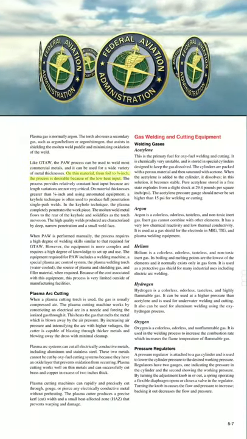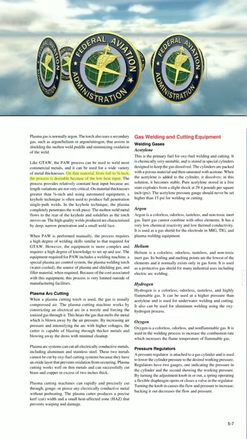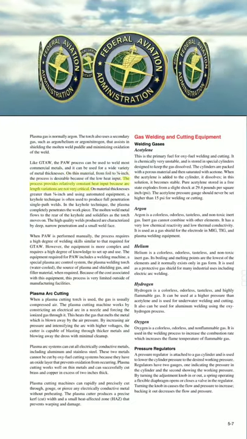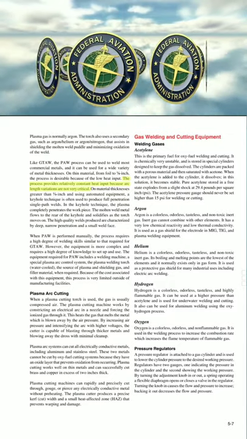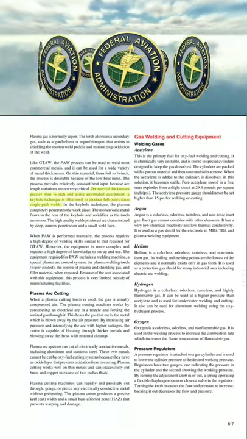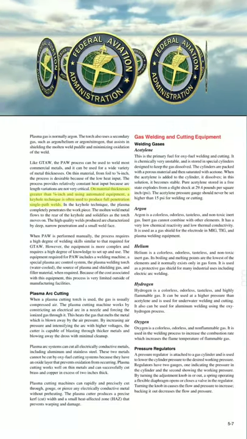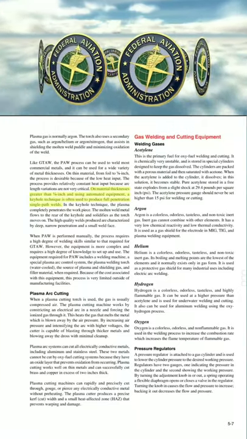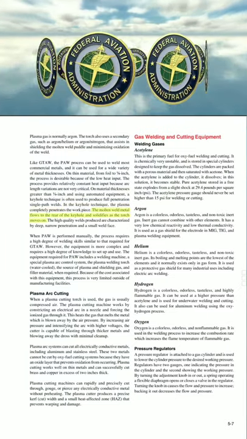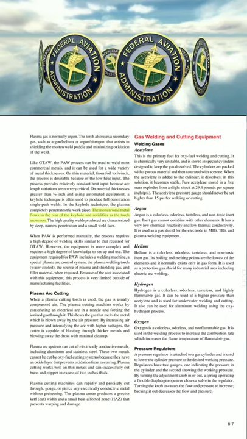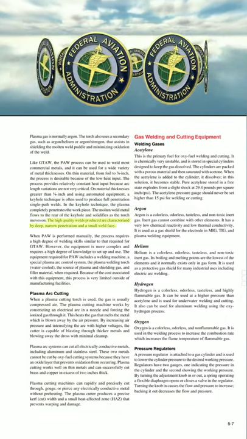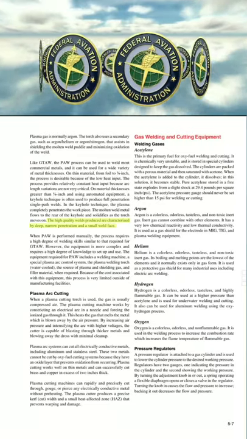On thin material, from foil to 1/8 inch, the process is desirable because of the low heat input. The process provides relatively constant heat input because arc length variations are not very critical. On material thicknesses greater than 1/8 inch and using automated equipment, a keyhole technique is often used to produce full penetration single pass welds. In the keyhole technique, the plasma completely penetrates the workpiece. The molten weld metal flows to the rear of the keyhole and solidifies as the torch moves on. The high quality welds produced are characterized by deep, narrow penetration and a small weld face.